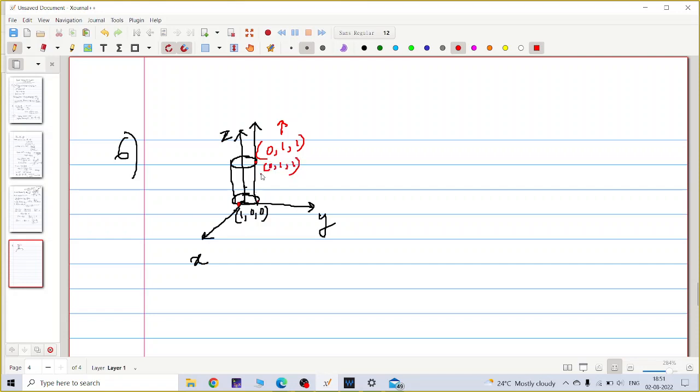If I take this height equal to 1, and this circle is what? x square plus y square equal to 1. Right? Biplav, you understand? Biplav and the other persons who are there.